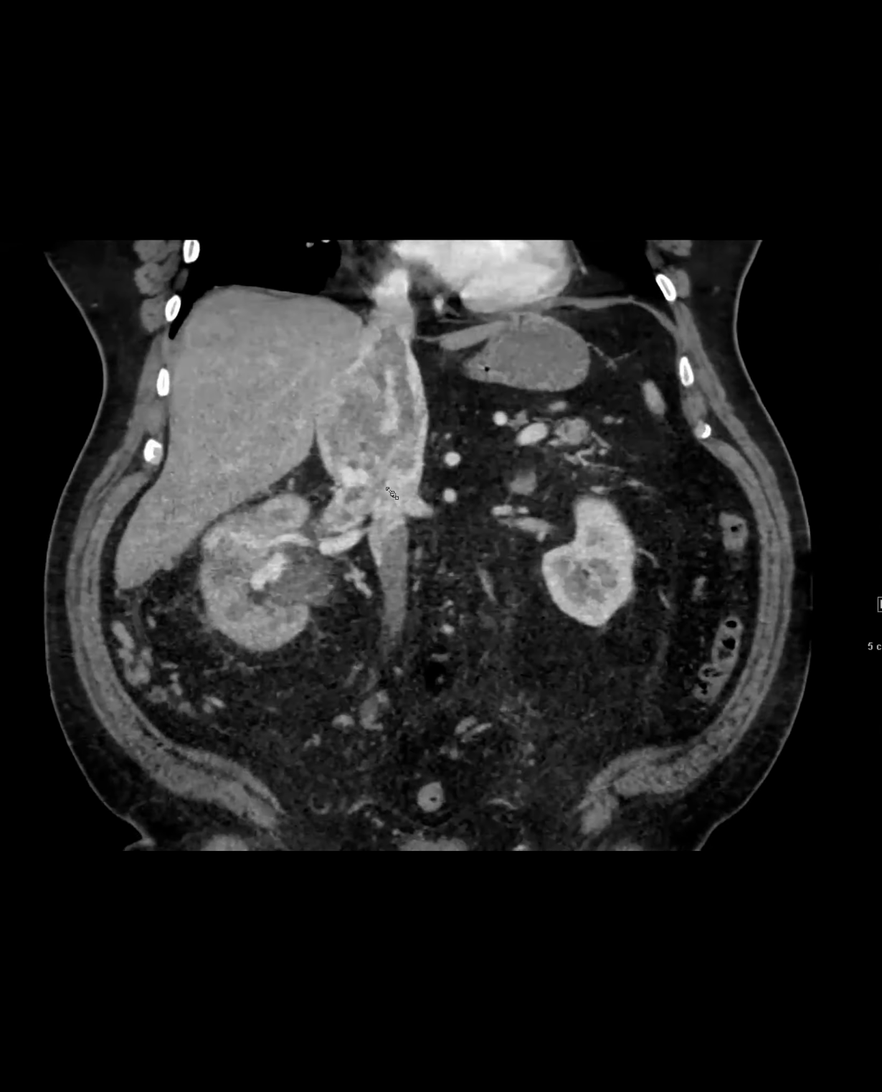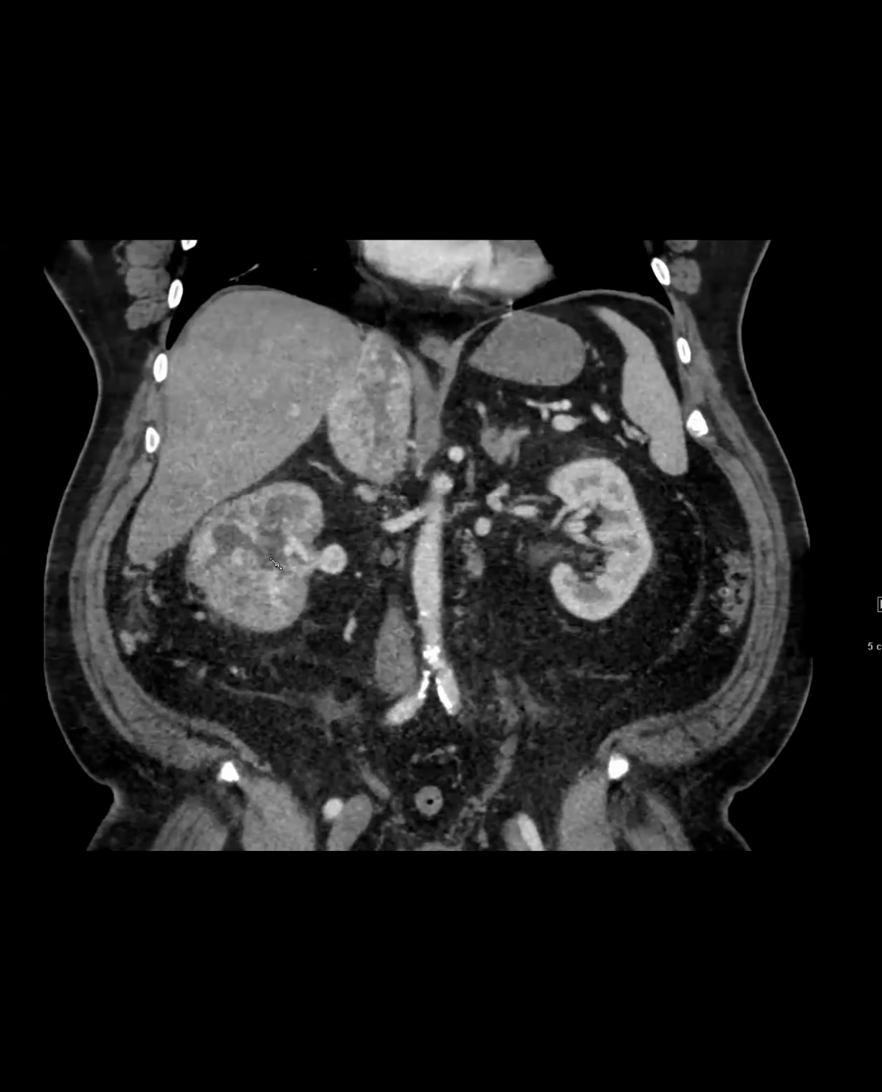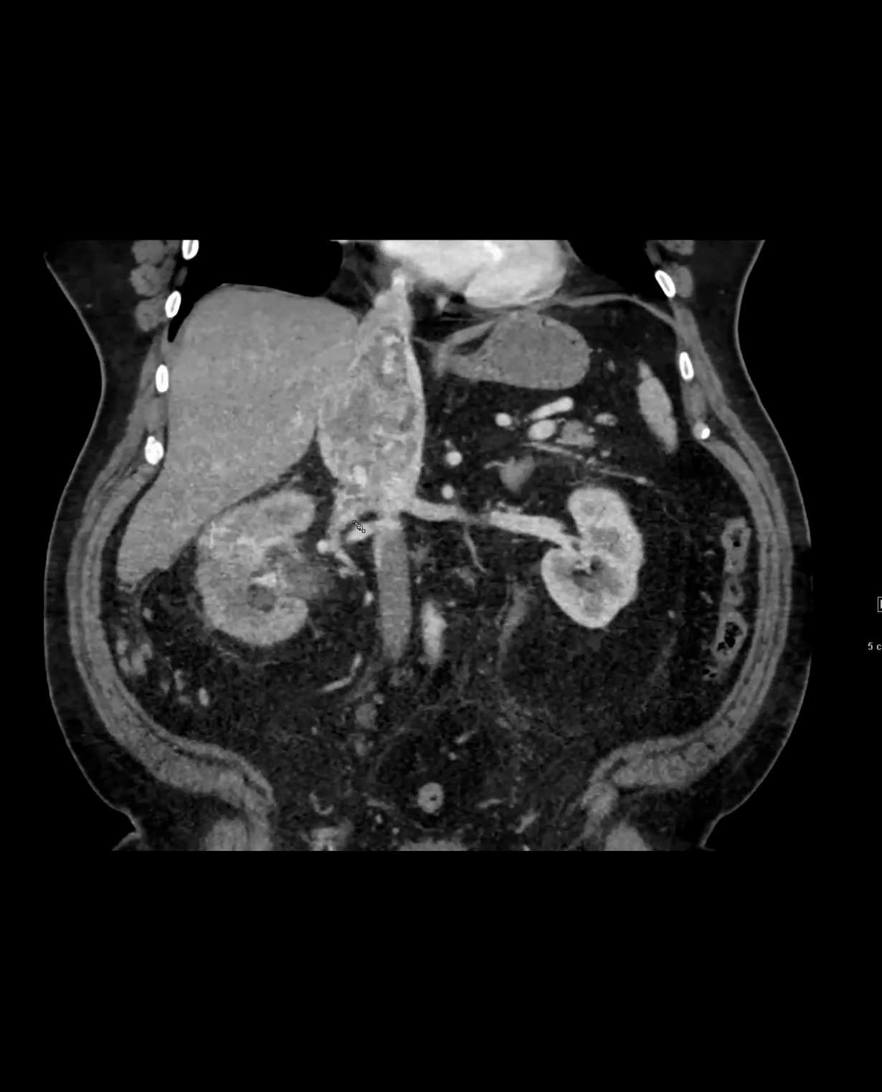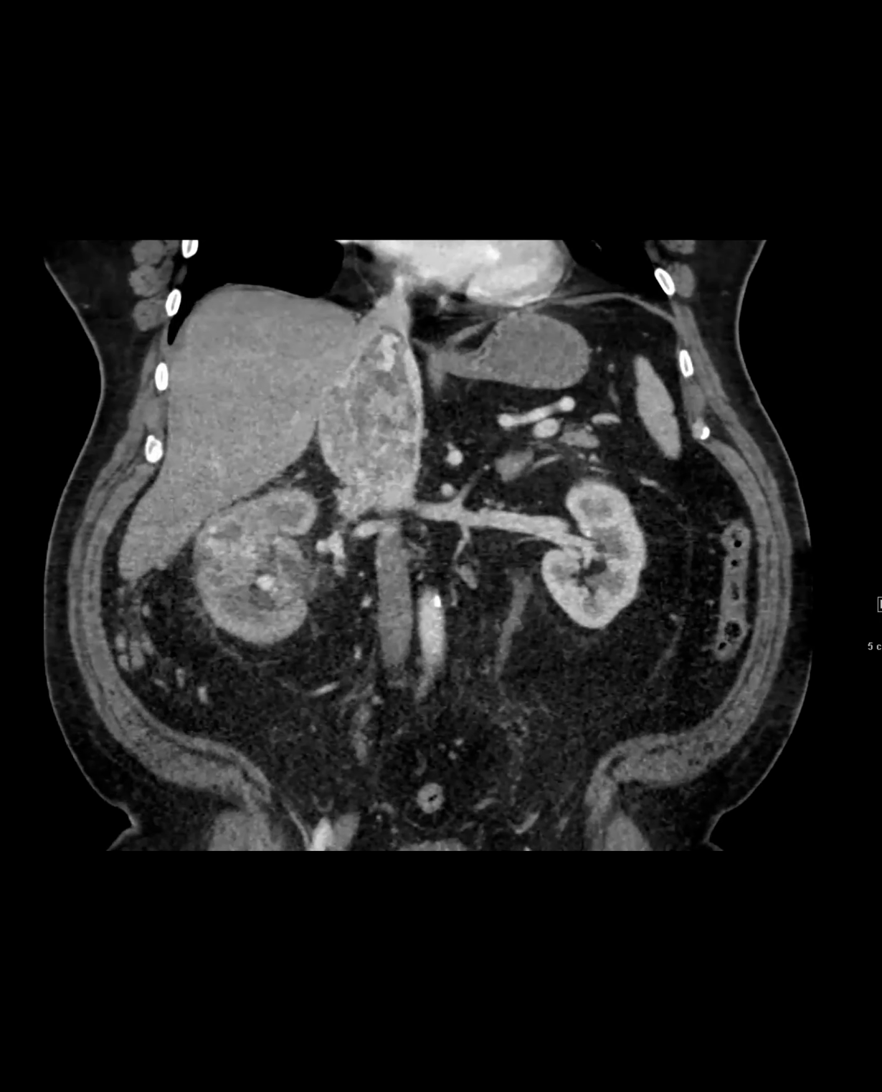So anyway, this was a cool case where it wasn't as big of a tumor in the kidney, like Manjul's case, but a huge tumor thrombus in the IVC. Okay, that's it for me.